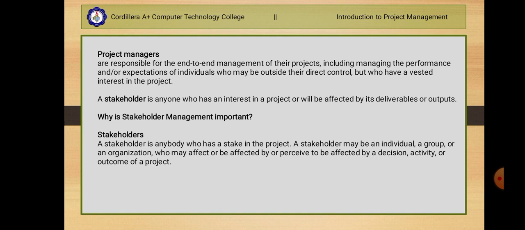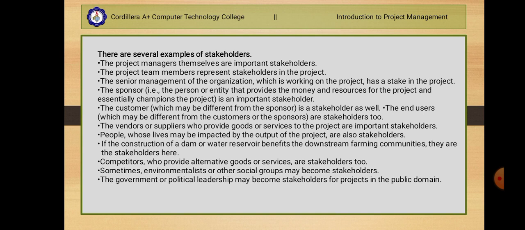So this can make a critical difference to the success or failure of the project. A single disgruntled stakeholder can bring the entire project to its knees, whereas an actively engaged and influential stakeholder can have the opposite effect. Okay? So meron din tayong several examples ng mga stakeholders natin. So, first is, how do you call that one?